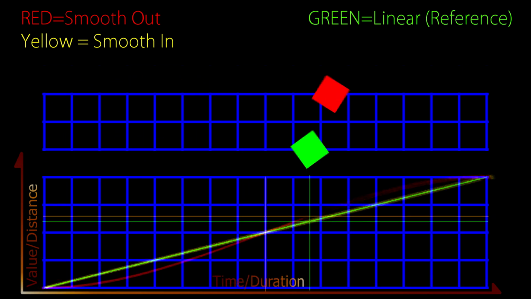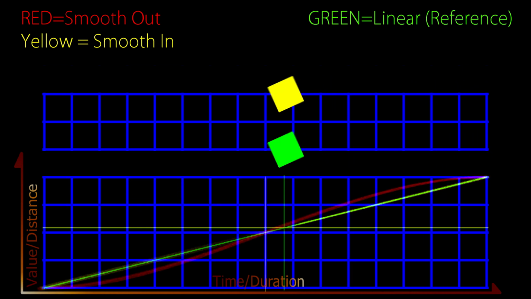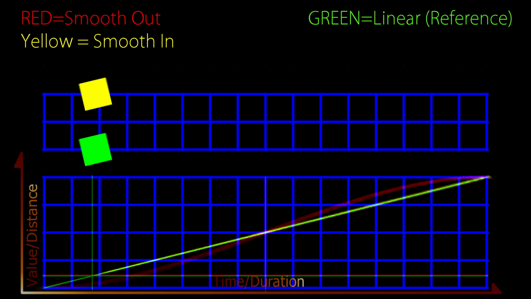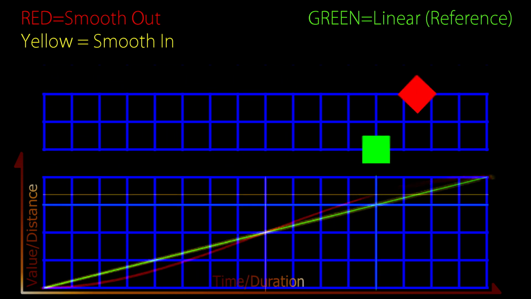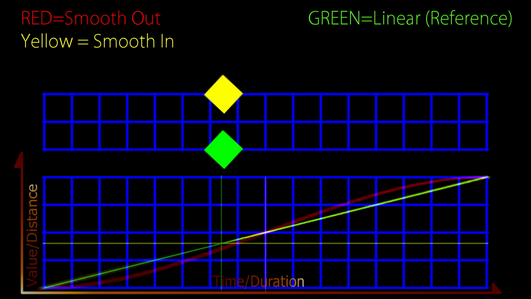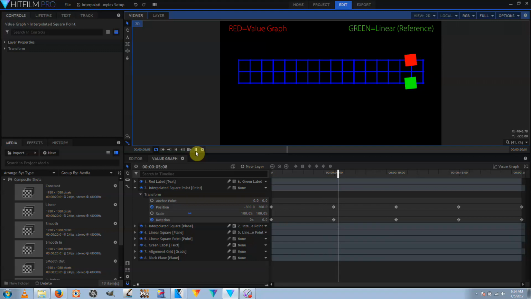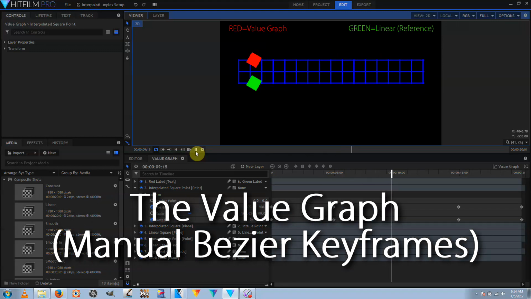We are not going to go through all of those in this tutorial, because nobody wants to spend 2 hours watching a couple of squares moving back and forth across the screen. This is just something you're going to have to be aware of and experiment with when doing your own animations. Let's take a look at Hitfilm's final keyframing option, manual Béziers and the value graph.